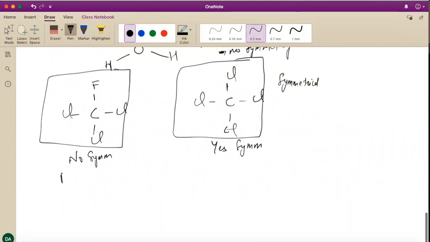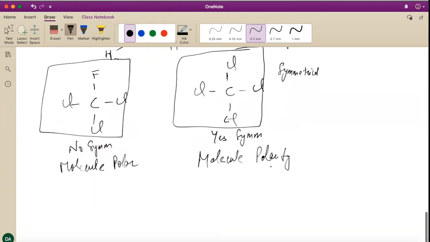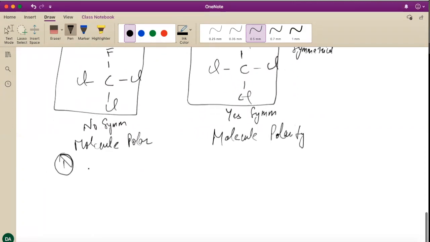Okay, for molecular polarity, we're not going to jump to the answer, okay? What are the things that we look at? Bond polarity and symmetry. The first thing is always bond polarity, so never miss that part. We have to make sure that our bonds are polar, otherwise symmetry is not going to do anything. So first is bond polarity.